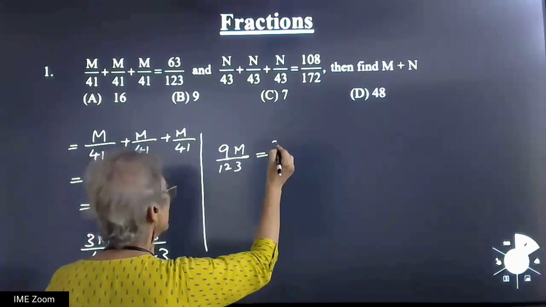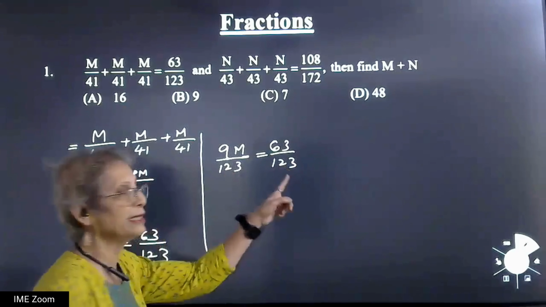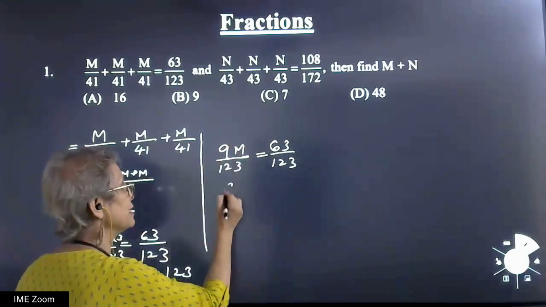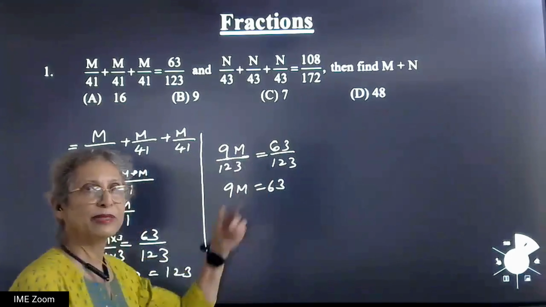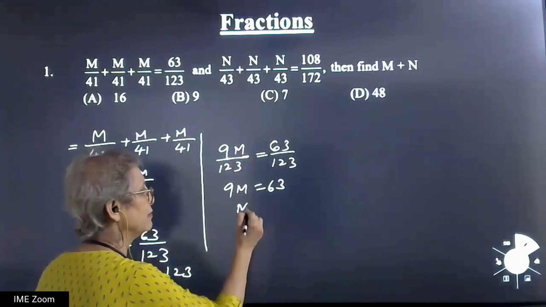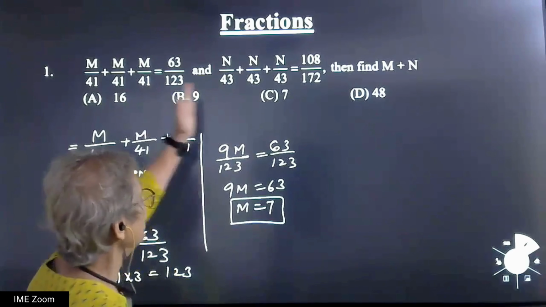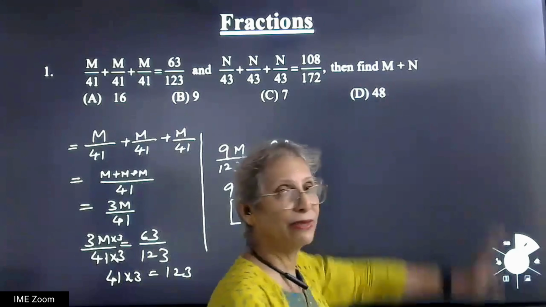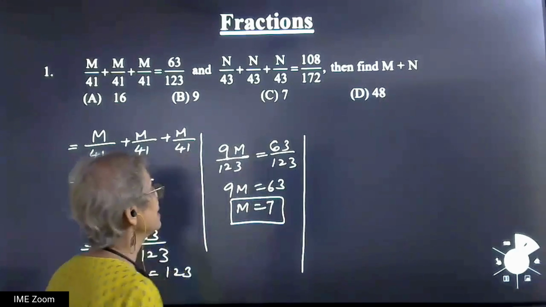This is equal to 63 upon 123. Now the denominators are same. The fractions are equal. Therefore, numerators must be equal. 9M is equal to 63, and therefore M is equal to 7. We got the value of M. Here m and n we have to find out, and then we have to find the sum. So now let us do the next part in the same way.